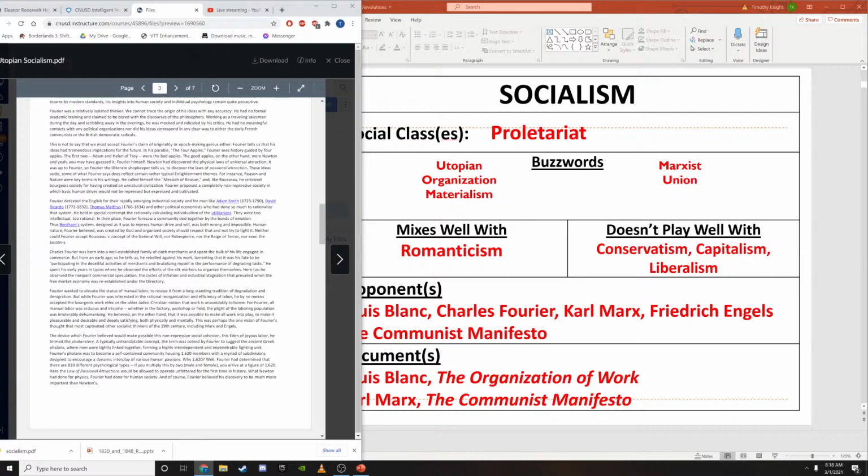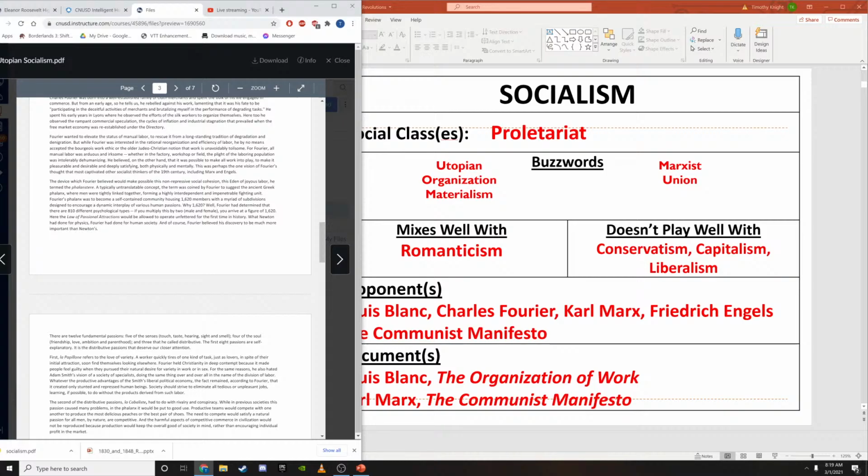Why 1,620? Well, Fourier had determined that there are 810 different psychological types. If you multiply this by 2, male and female, you arrive at a figure of 1,620. Here, the law of passional attractions would be allowed to operate unfettered for the first time in history. What Newton had done for physics, Fourier had done for human society. And of course, Fourier believed his discovery to be much more important than Newton's.